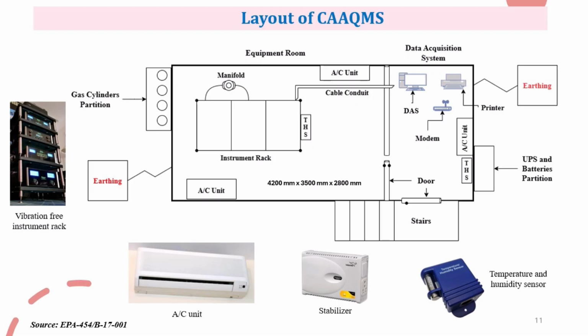There's also a stabilizer to prevent power fluctuations, and we have made sure everything is safely earthed for electrical safety. Cable conduits help to keep the wiring organized. Plus, there are stairs leading to the room for easy access. Overall, this layout helps us function well and ensures we get accurate real-time air quality data.